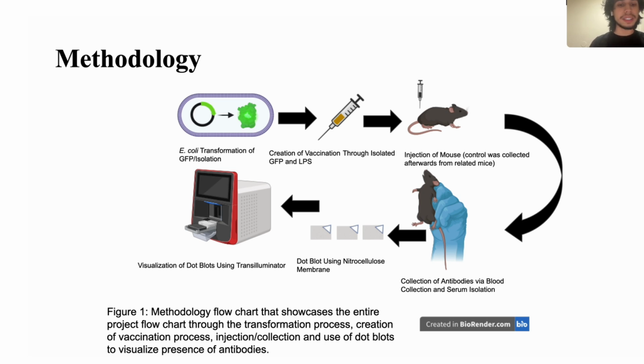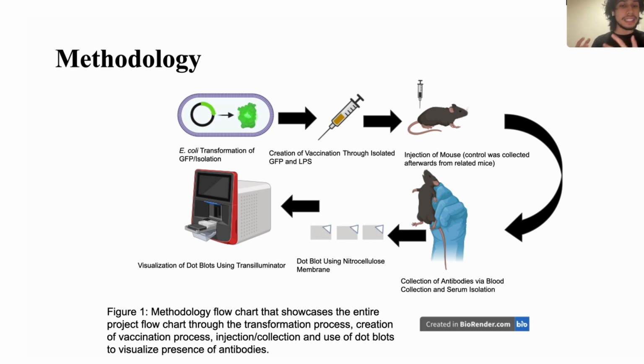So we would then collect our antibodies, and this would be via a blood collection. So we would either snip off a piece of the tail and collect blood, or essentially create a small hole through the cheek on the vein, and we would collect our blood there.